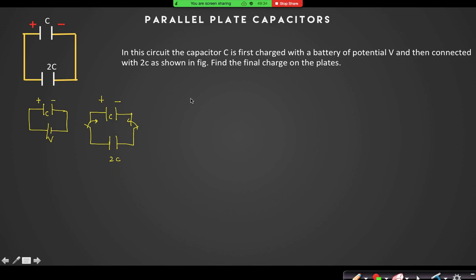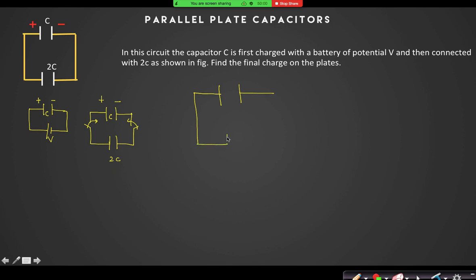Can you try? Can we find the potential difference across each capacitor? Yes, we can also find that. No problem. The ratio of charge will be the ratio of capacity. The potential is the same. Look, I am solving one question. The next question you will solve by yourself.